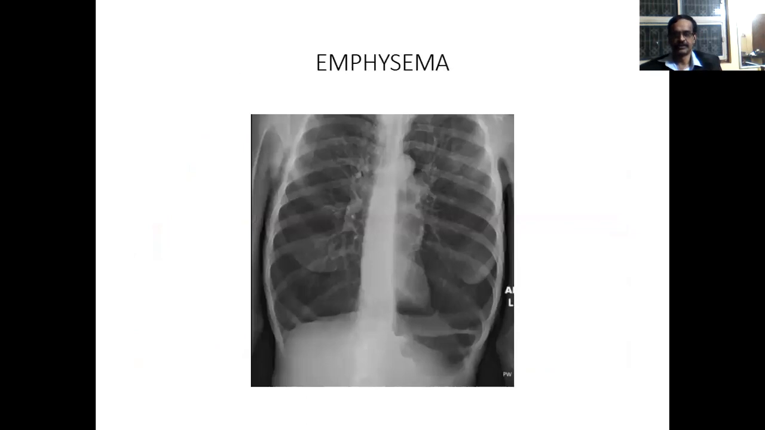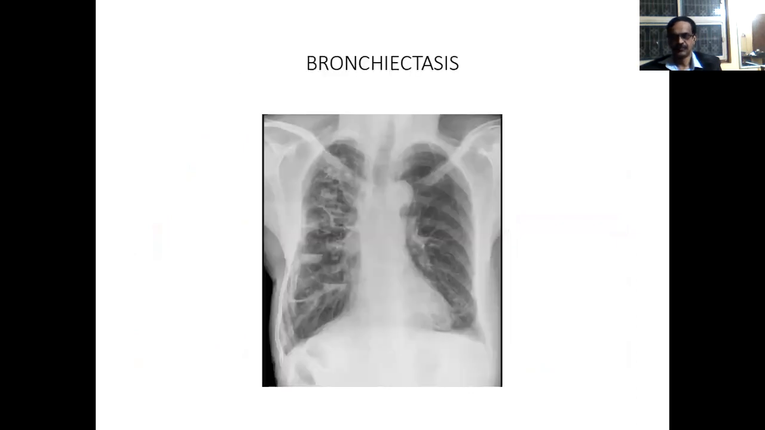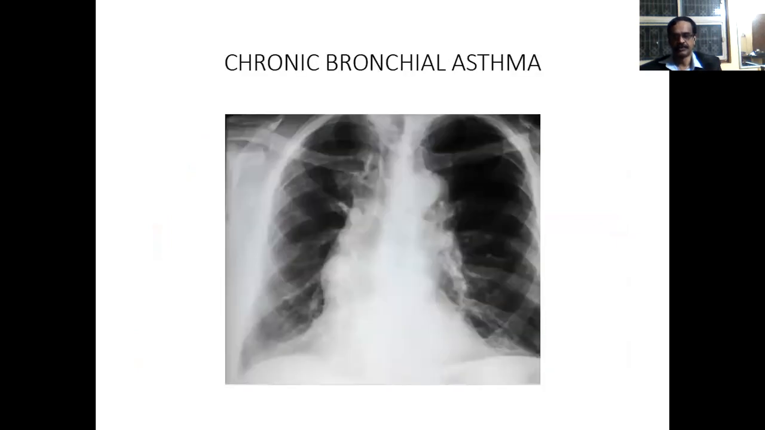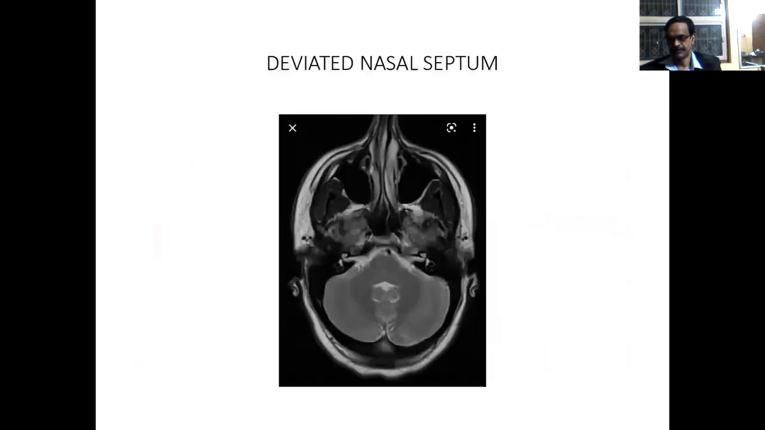So this is the emphysema X-ray. You can see the findings like increased intercostal space, increased translucency of the lung parenchyma, widening of the carina, flattening of the hemidiaphragms, and teardrop vertical heart. In bronchiectasis, you can see changes: there is a beehive-like appearance in the lung parenchyma. This is chronic bronchial asthma. You can see the hilar shadows are prominent, and bronchovascular markings are prominent. And in deviated nasal septum, the CT scan shows the deviated nasal septum.